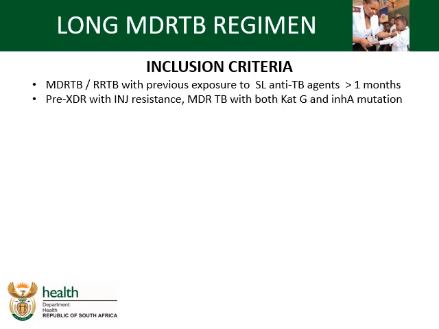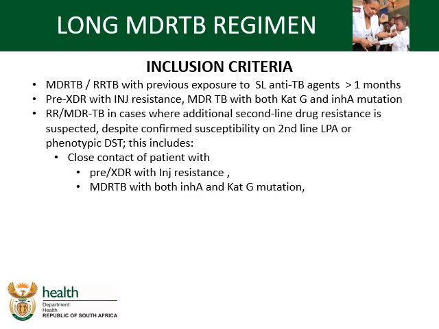Also note that if you now have patients who've got pre-XDR but with injectable resistance, so they are still sensitive to the fluoroquinolones, they can also use this MDR-TB regimen, as well as our MDR-TB patients that have dual mutations, so both katG and an inhA mutation. You may also have patients where you're concerned that they might have some resistance to some of their second-line drugs. So, for example, if the patient has had close contact with another patient with pre-XDR with injectable resistance or with MDR with dual mutation, and maybe you don't have any LPA results on that patient.